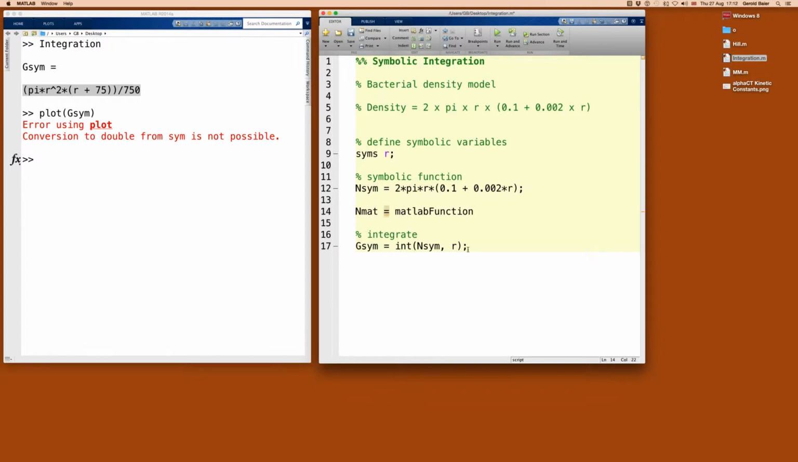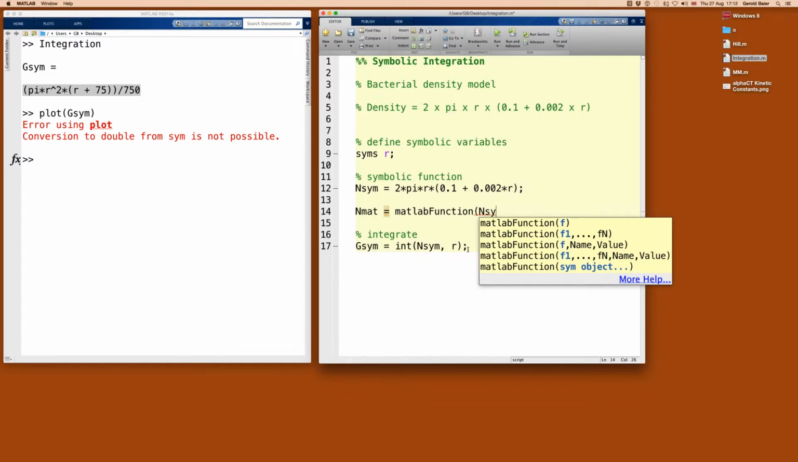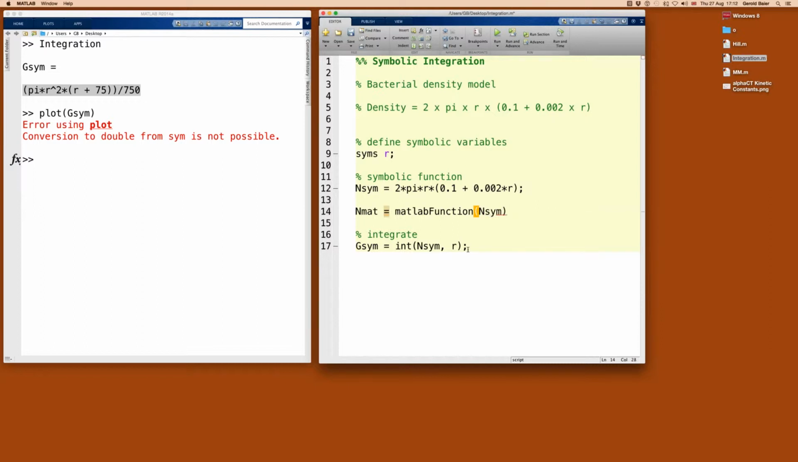So the important thing here is the upper and lowercase way of writing it. Note that the m is lowercase, but there's an uppercase F in function. And that's called camel case. If there's a capital letter in the middle, that indicates a new word. So this matlabFunction is now going to convert this symbolic function into a function that MATLAB understands.